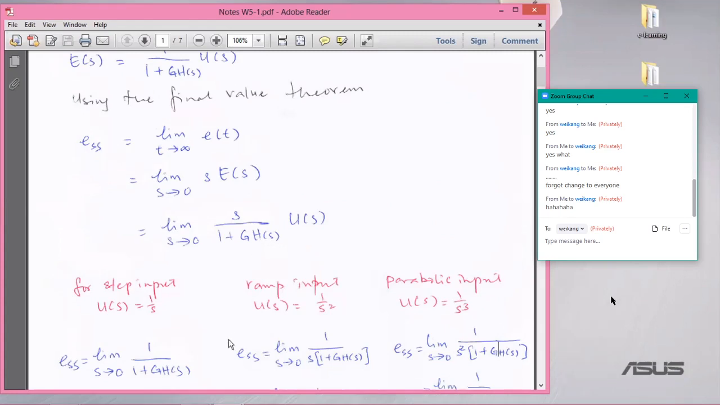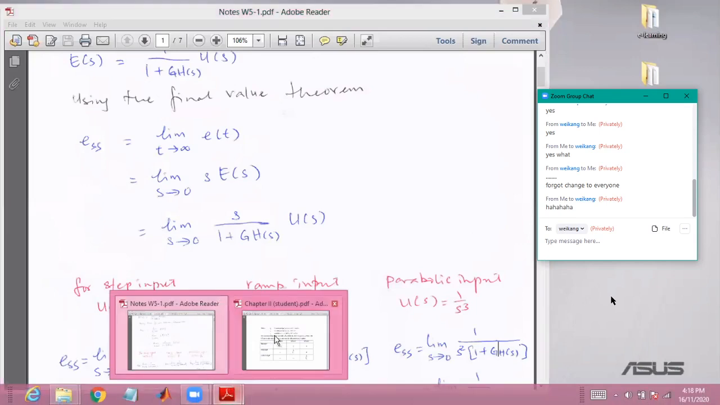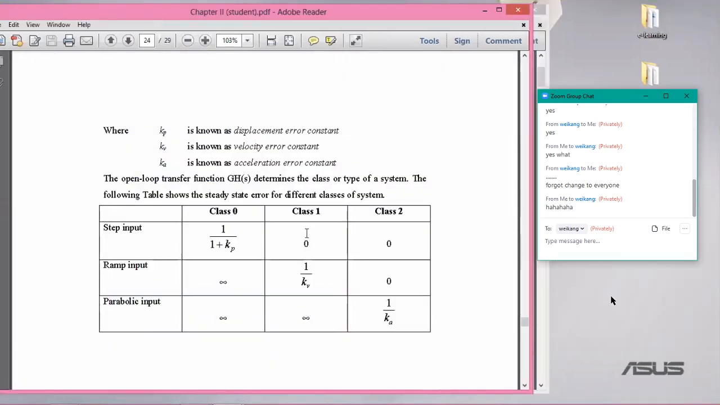So a good system is going to produce 0 steady state error. Here you can see class 1 and class 2 will produce a 0 steady state error for step input. And class 2 is going to produce 0 steady state error for ramp input. For parabolic input, of course, it is very difficult to track. So even class 2, you're going to have some value of steady state error.